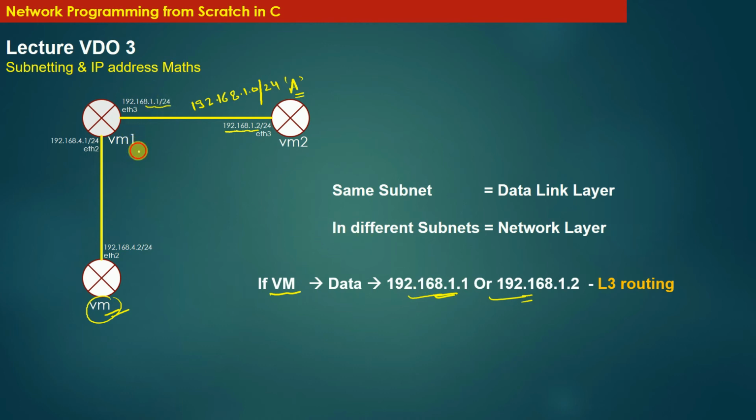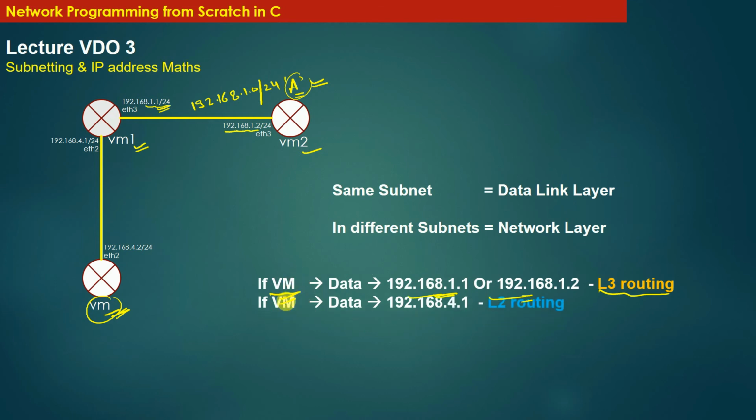Machine VM1 is said to be present in subnet A with respect to the IP address 192.168.1.1. And machine VM2 is definitely present in subnet A. So this is the case when the virtual machine VM, that is the router VM, is trying to send data to an IP address which belongs to subnet A, and subnet A is a remote subnet with respect to the router VM. So in this case L3 routing will be used.